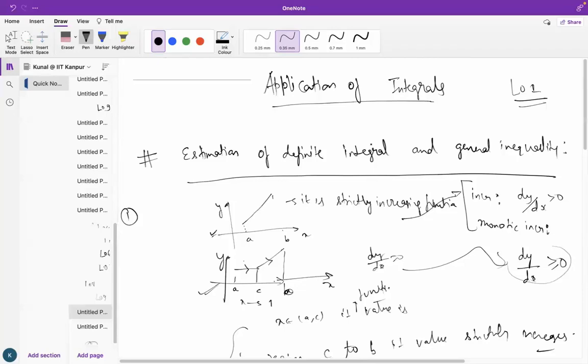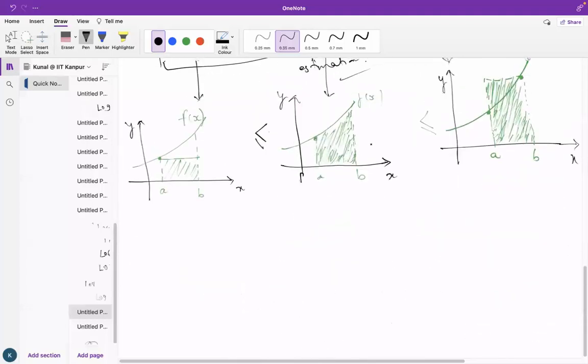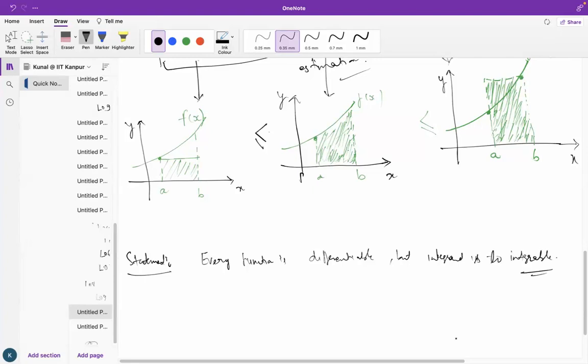Sometimes you will not be able to solve a definite integration, because there is a statement: every function is differentiable, but every integrand is not integrable, right? This is a very sensitive statement: you can differentiate each function, but you can't integrate each and every single function, right? So you have to use the estimation things.